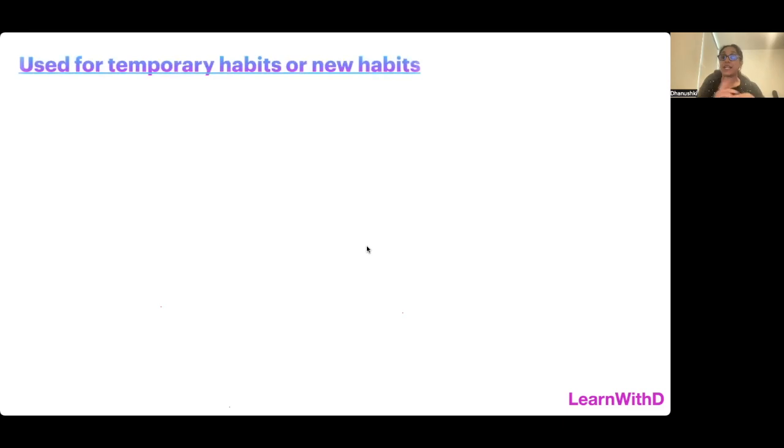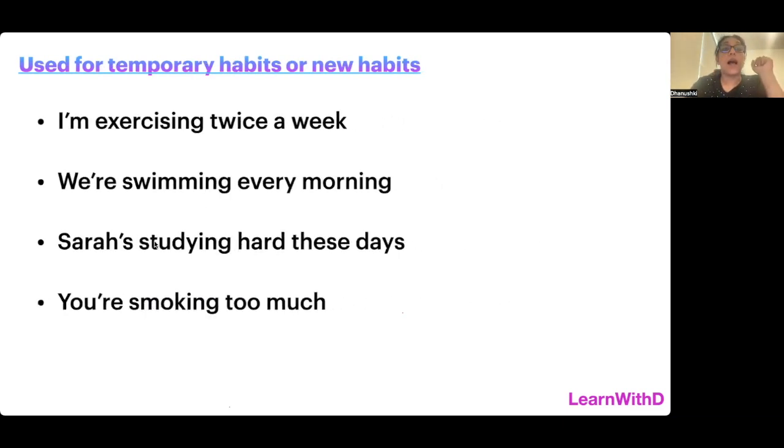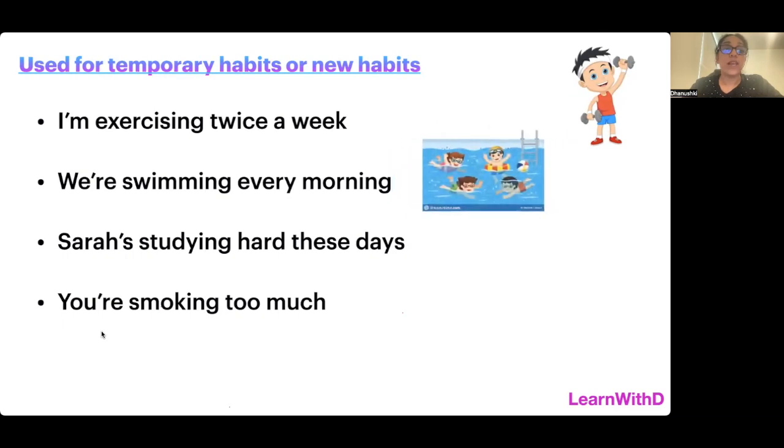Now, let's look at the second use. We said we use the present continuous to talk about temporary habits or new habits. Let's take a look at some examples. I am exercising twice a week. So that is something I may have started recently. And maybe I will not continue forever. I don't know. Maybe I'm doing it for a few months because I want to lose some weight. So I'm exercising twice a week. Exercising. All right. We are swimming every morning.